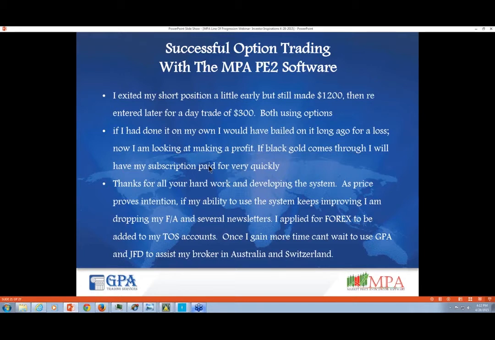Well, this individual started with a trial and paid for an annual within the next week, and then he went on to do private coaching, all from the first few trades, paid in full. Thanks for all your hard work in developing the system. He's not only applied for a Forex account, and he's trading Forex now, that he's adding to his Thinkorswim account. He's fired his financial advisors because he can do a better job with his finances than the advisors can.